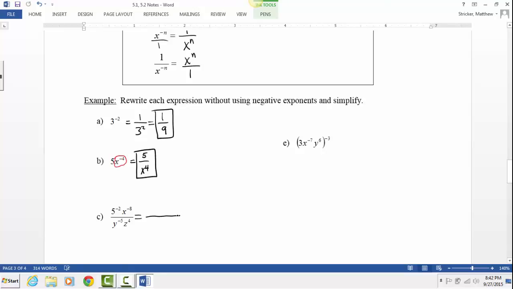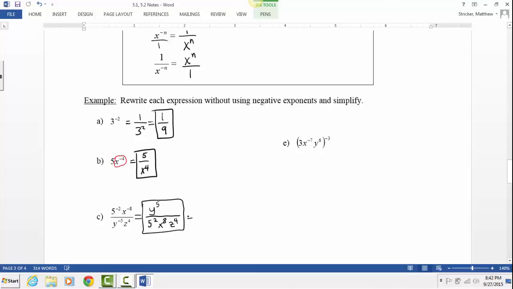So, for example, the 5 is to the negative 2 power, so if I want to make that positive, that's going to have to go to the bottom. Same goes with the x. X is to the negative 8, so to make that positive, I make it x to the 8 on the bottom. On the bottom, I have y to the negative 5. I want to make that positive, so that's going to be y to the positive 5 on the top. And then z to the 4th is already positive, so I'm going to leave that on the bottom. So that's how you make negative exponents positive.